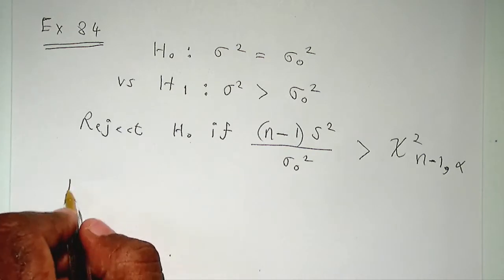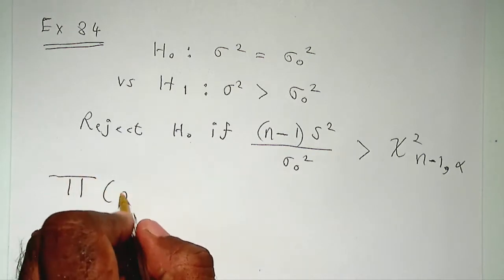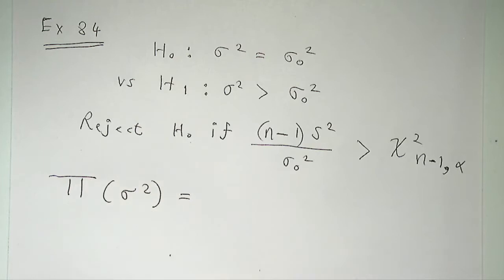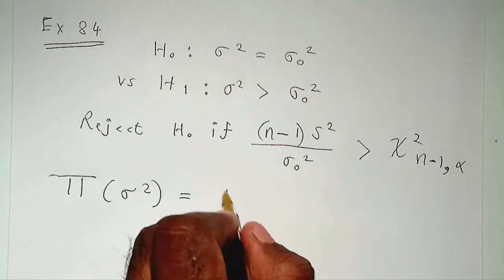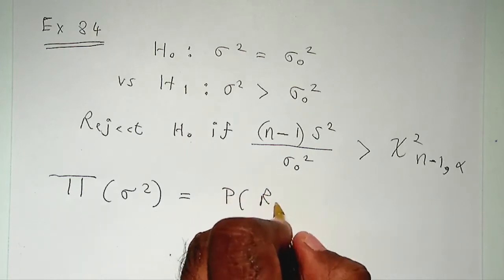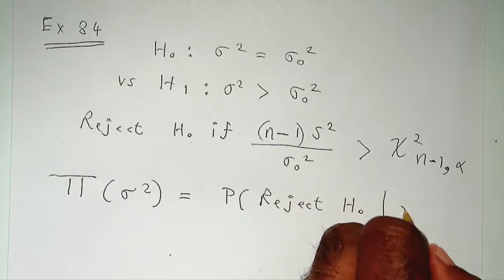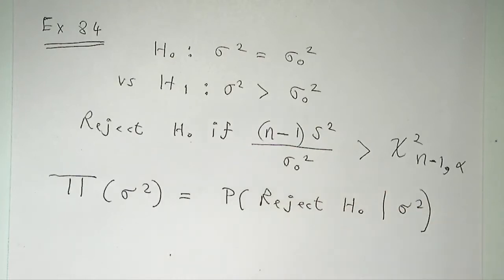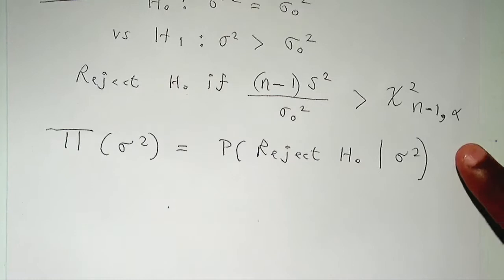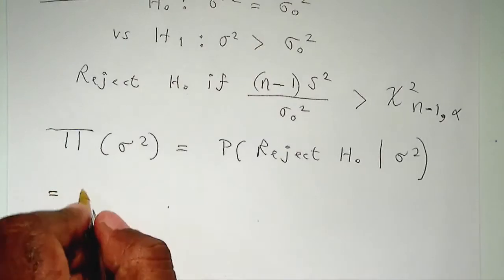So we want to find phi at sigma squared. Remember, this is the notation for the power function, which is the probability that we reject the null hypothesis given sigma squared.